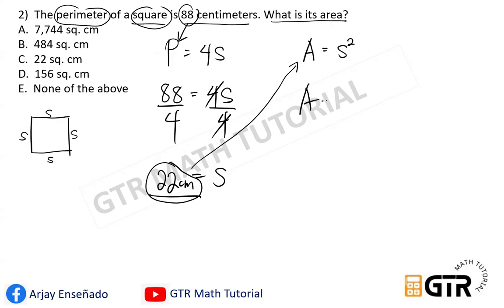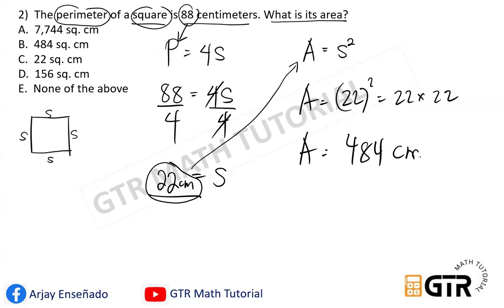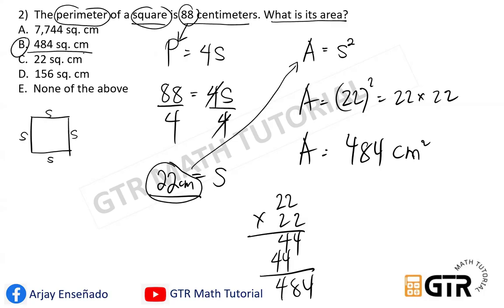Okay, so now just substitute the side, 22 centimeters, to the formula of area. So therefore, area is equal to 22 squared. So that is equal to 22 times 22. So just again multiply manually. The value of area, if we multiply this, the correct answer will be 484 square centimeters. Okay, so I'll just show you the computation. 22 times 22, so just distribute 2. So we have 2 times 22, we have 44. And then distribute this 2. 2 times 22, we have 44, and then add. So therefore, the answer is 484 square centimeters. The correct answer is letter B.